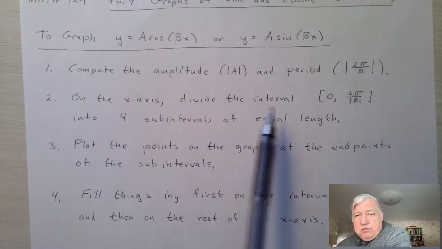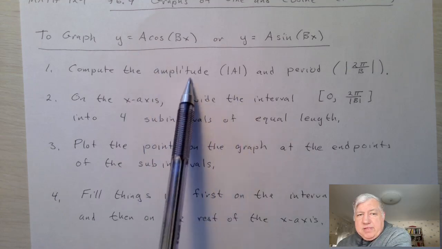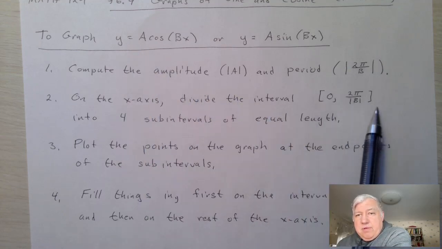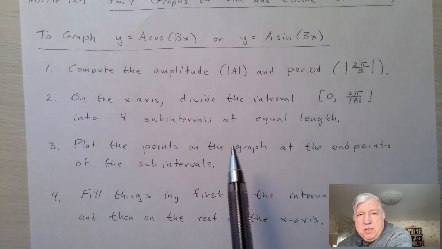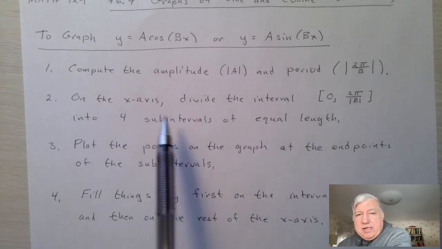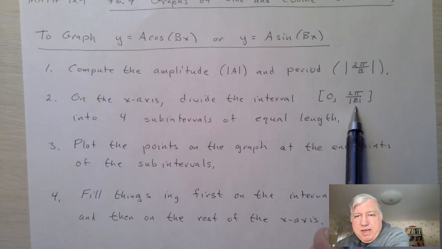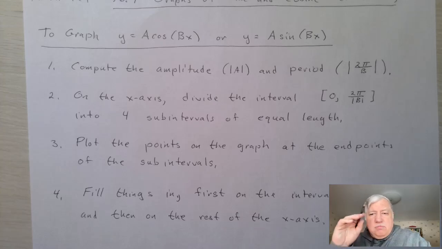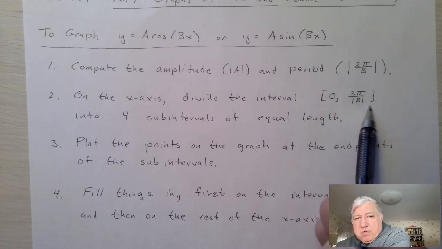First, you compute the amplitude and the period. If you know what a is, just take the absolute value of a, that's the amplitude. And then 2 pi divided by the absolute value of b, that will be the period. After we do that, on the x-axis we take the interval from 0 to 2 pi over the absolute value of b. Over this interval, we're going to graph one cycle of the graph, because the length of this interval is equal to 1 period.